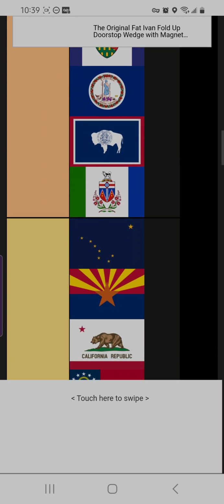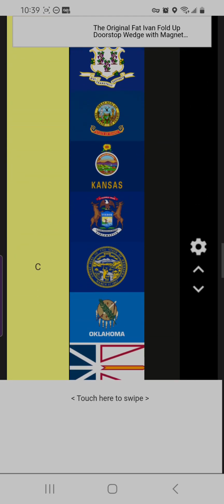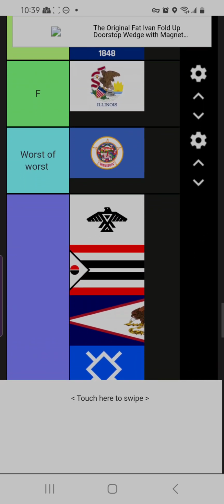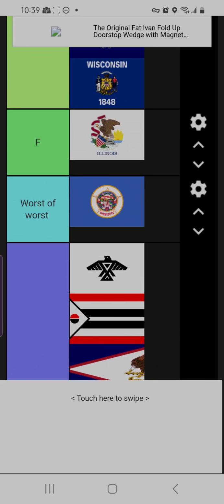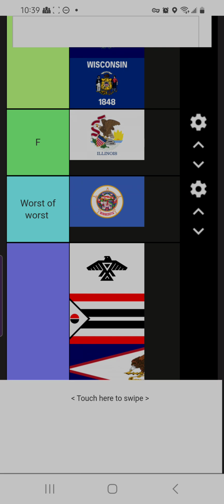And that's the end of the tier list. Let's go from the bottom, the worst to the best. Let's go from east here, climbing up. So in the worst of the worst, we have Minnesota. Minnesota's flag is not that good. It's absolutely terrible. It's the worst in the Union. Like, who designed this?